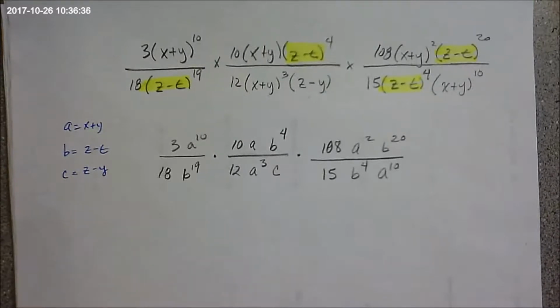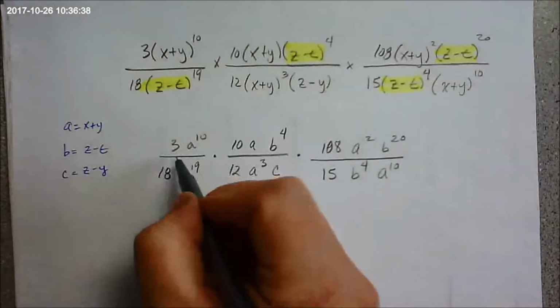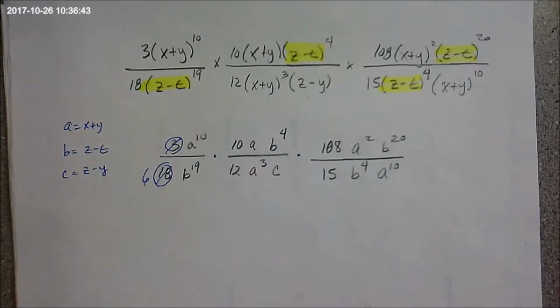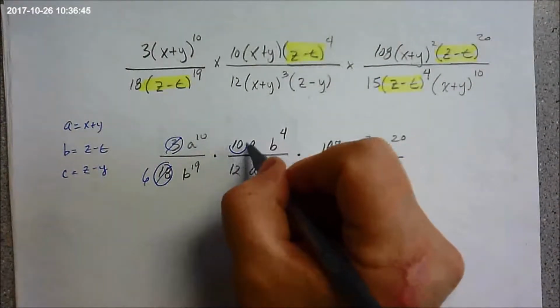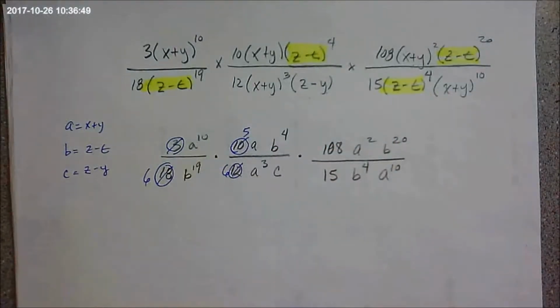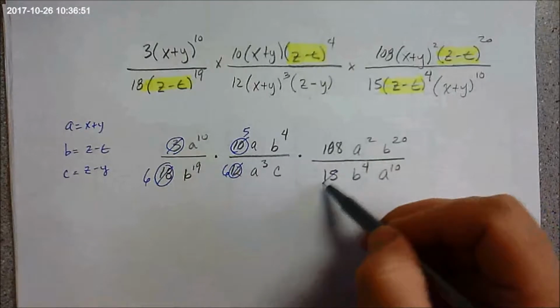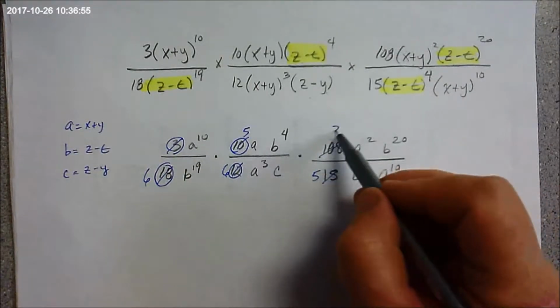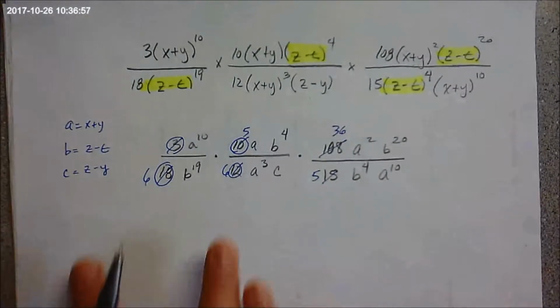Now, I think that 3 and 18, I think we'll start there. That's 6, right? Okay, and then this would be 5 over 6. Is that good? And then 3 goes into both of those, 5, and then 3 goes into there, 36. Okay. Oh, look at that.